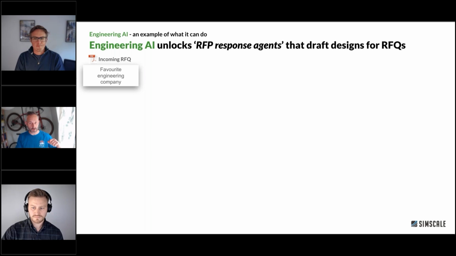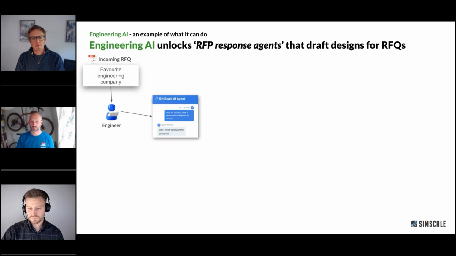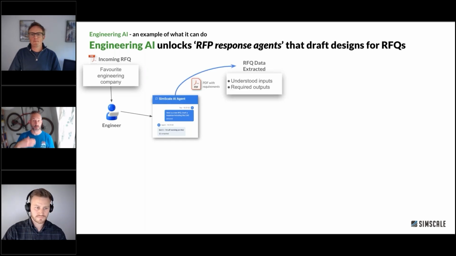So a request for quote comes in from a favorite engineering company, and because it's our favorite company, it goes to our favorite engineer, and they work with our SimScale AI agent collaboratively to run through this process. So they'll say, okay, I've got my new RFQ. You've already got the RFQs we've had before, the results we've had before, you've seen the CAD models that we've produced before, and the simulations. So please just give me a proposal to send back to the company now. And the AI can do that.